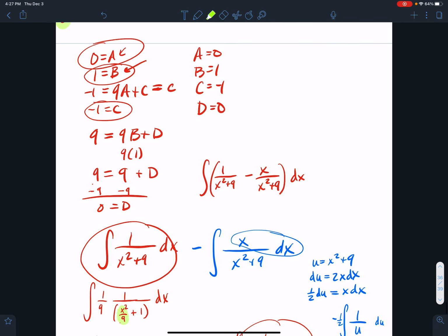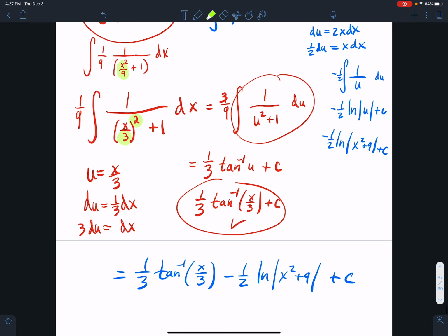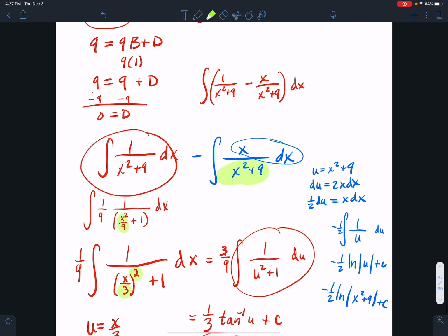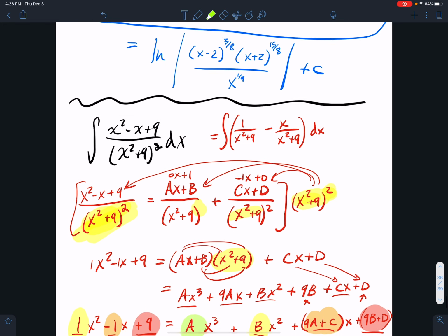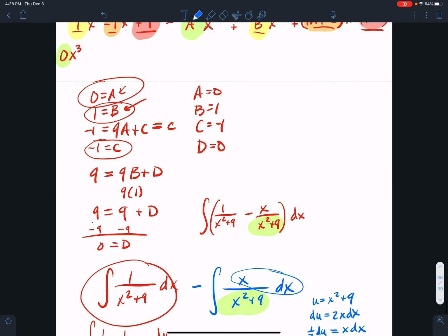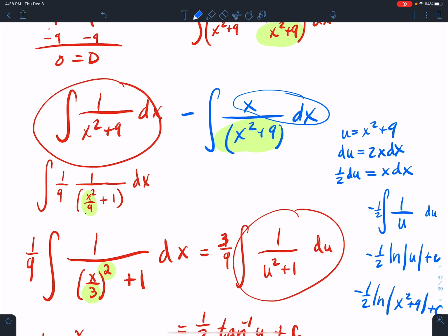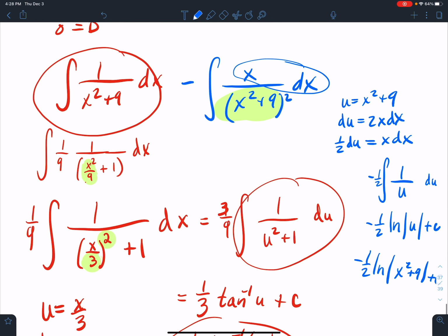Wait a second. Oh my gosh, I'm so sorry, people. I messed up this second part right here. Why did I mess it up? This is not the denominator. The denominator is not that. It's actually squared, right? We squared it. So this is all squared. That's only going to change this problem slightly. Sorry about that.